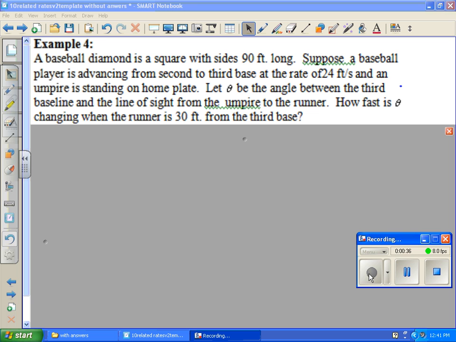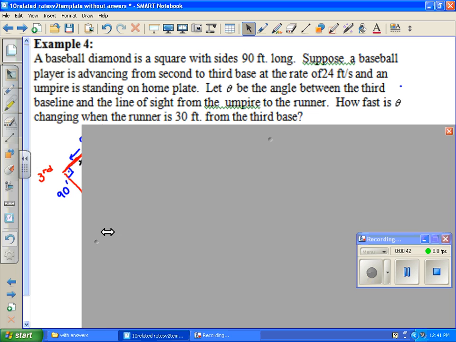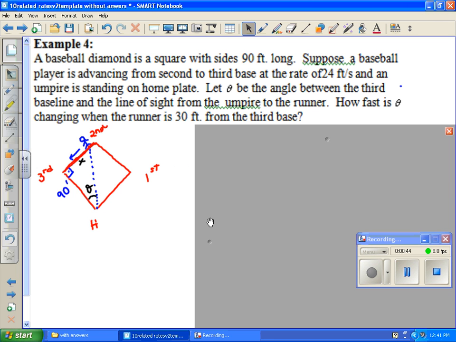All right, so hopefully you have done that. You have given a try. And let me start with the picture. So we have a player running from the second base to the third base. We call the distance from the player to the third base as distance x. We have marked the angle theta. And one side of the baseball diamond is 90 feet. That's also marked on our picture.